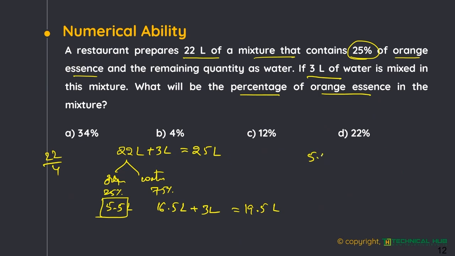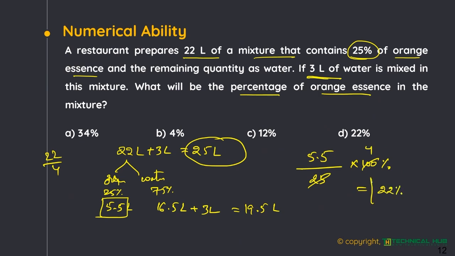total is previous total 22, but now after adding 3 liters of water, total increases by 3. Therefore, new total is equal to 25 liters. As you are calculating percentage into 100, that is a common point. 25 4 times, 5.5 into 4, which is equal to 22%. 22% is the required answer. Option D. Option D is the right answer.